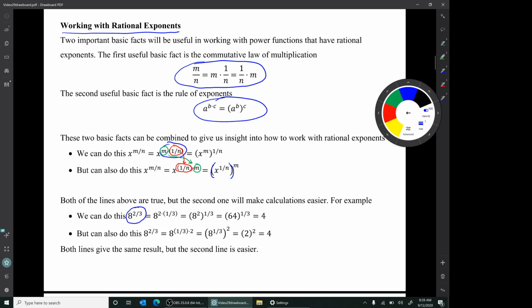Well, you could do that by doing 8 squared raised to the 1/3 power, so you'd have to do 64 to the 1/3 power. You'd have to remember that the cube root of 64 is 4. Or you could do this. 8 to the 2/3 is equal to 8 to the 1/3 squared. So you just have to remember that the cube root of 8 is the number 2. So that's easier, I think. Remembering that the cube root of 8 is 2 is easier than remembering that the cube root of 64 is 4.